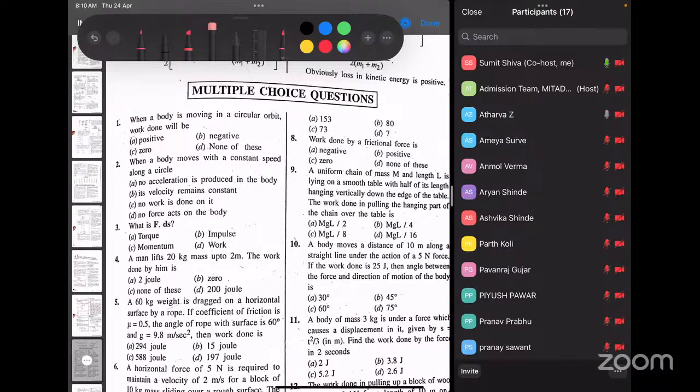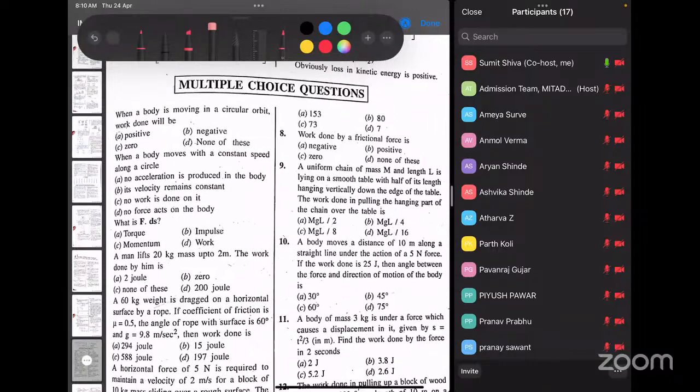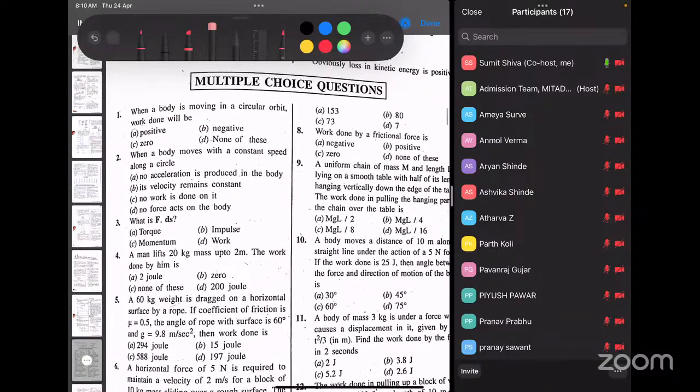Because in circular orbit, centripetal force and the displacement vector will be perpendicular to each other, and net work done will be 0. Second question is, when a body moves with a constant speed along a circle, what do you think? Which option is correct?